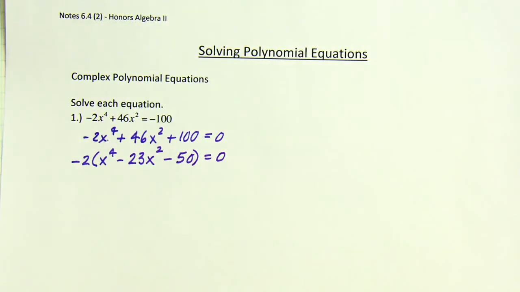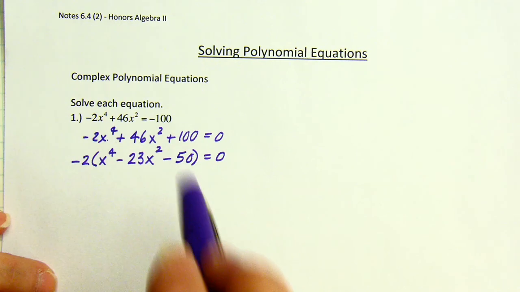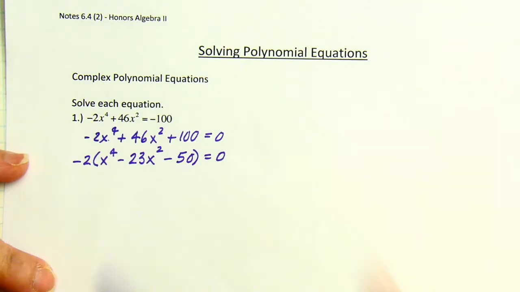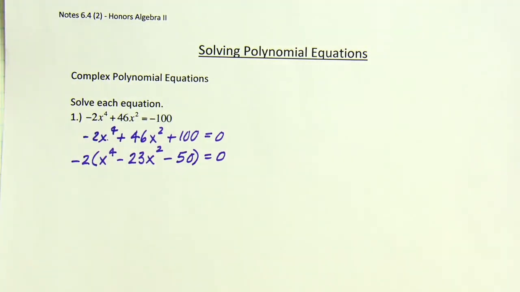Now, this is one of those factoring problems that we saw in the last lesson. It's not quadratic, but it's quadratic in form, right? x to the power of 4 is a square. Any even exponent is a square. And so I'm going to try to see if this factors. Numbers that multiply to 50 that subtract to 23, well, that would be 25 and 2.